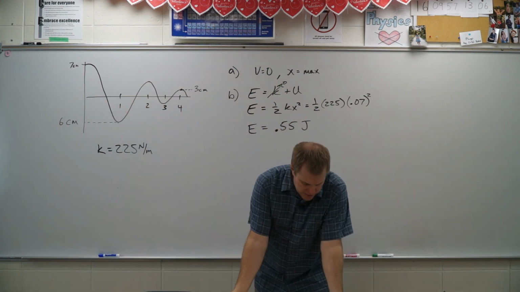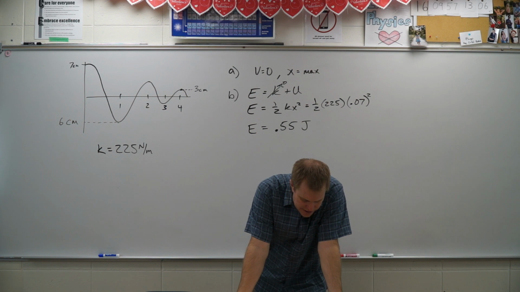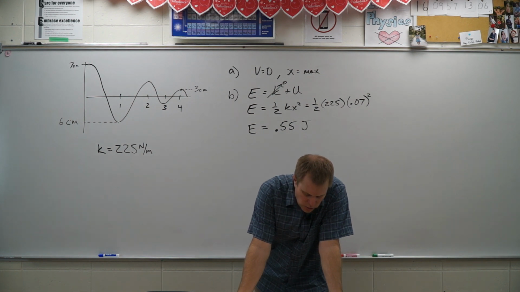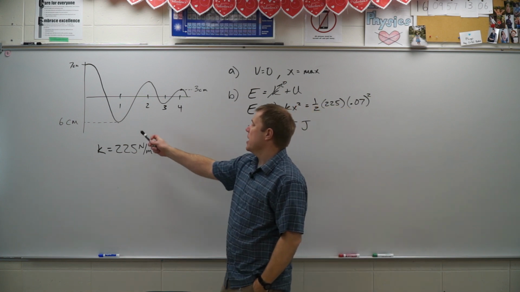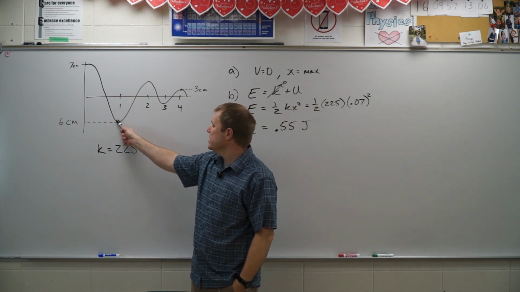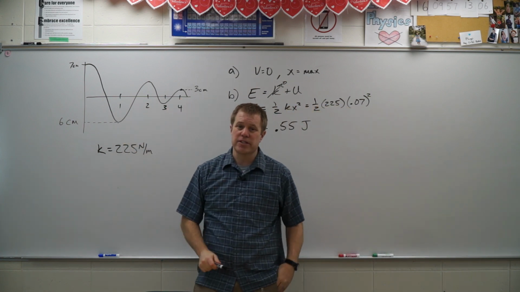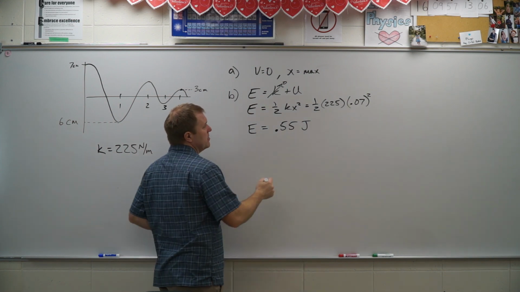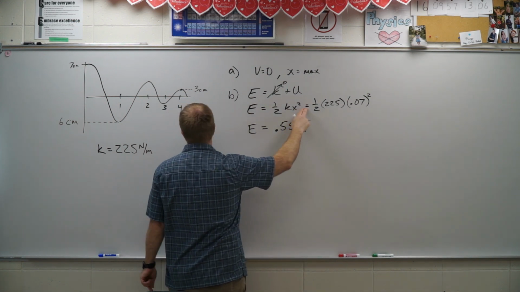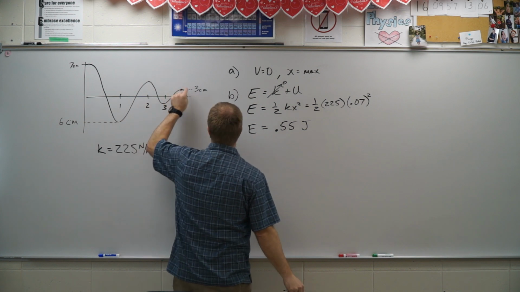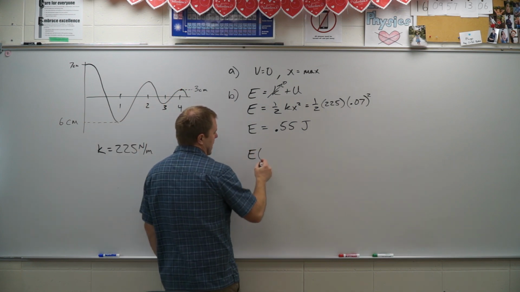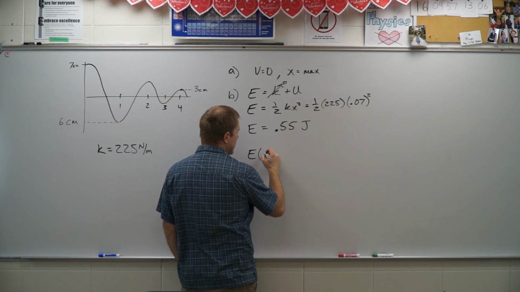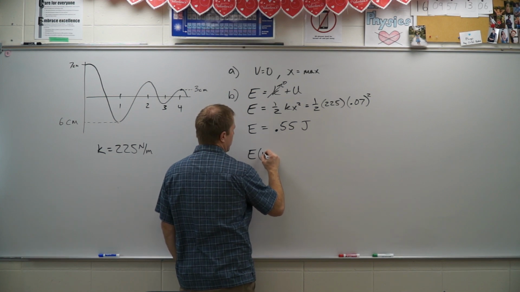All right, part C says, how much energy did the system lose between t equals 1 second and t equals 4 seconds? So I just need to figure out how much energy I started with at 1 second, how much energy I ended with at 4 seconds, and take the difference. So I'm just going to go ahead and use this equation. I can because at these 2 points the velocity is zero.